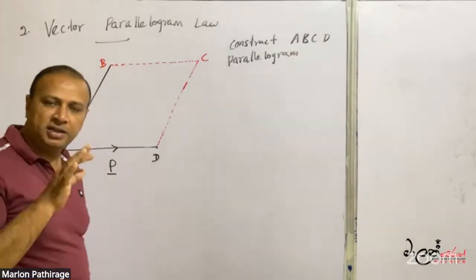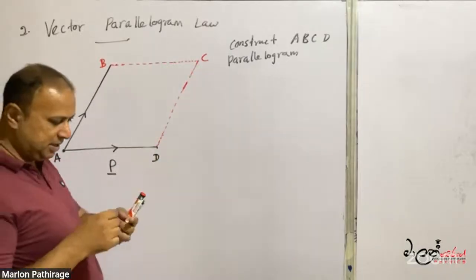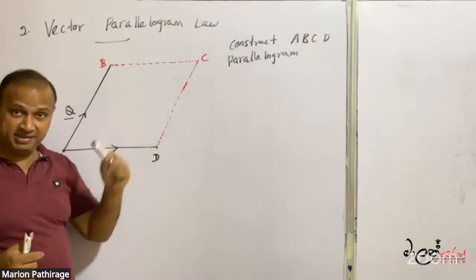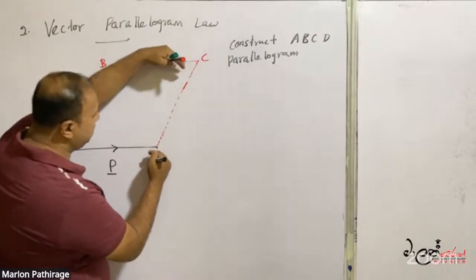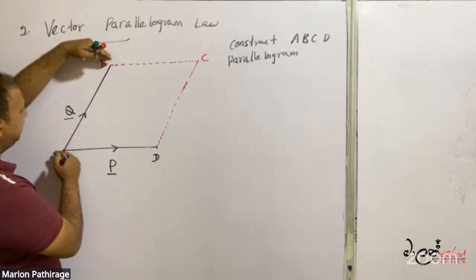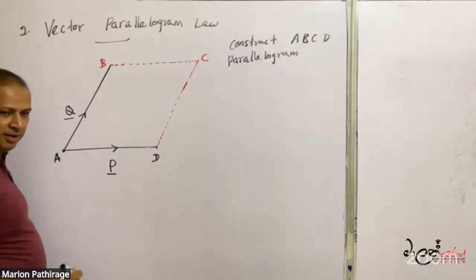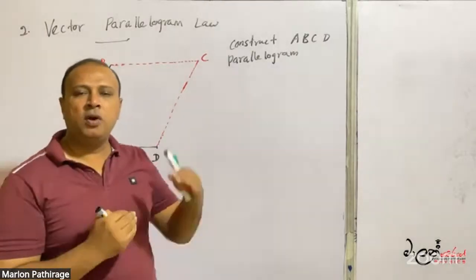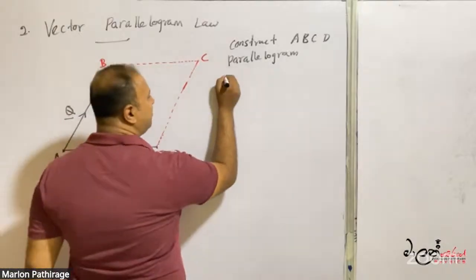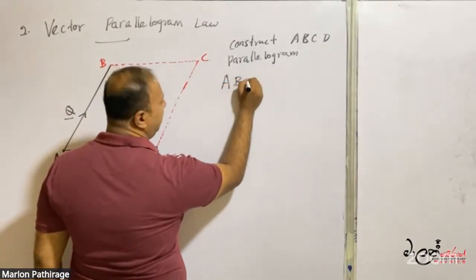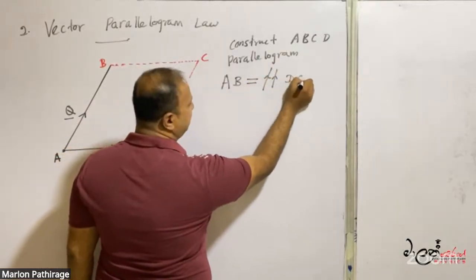So if we construct the ABCD parallelogram, you know AB is parallel to DC. AB and DC are two opposite sides. If they are two opposite sides, they are parallel to each other. The other thing is the length of AB is equal to the length of DC. They are equal in magnitude and equal in direction too. Therefore, AB is equal and parallel with DC.